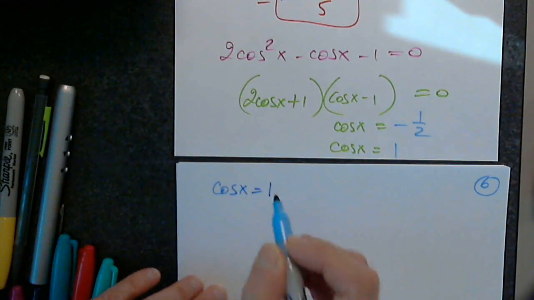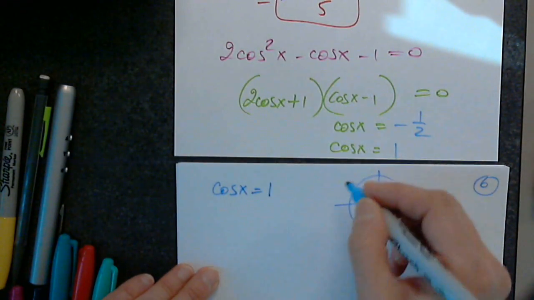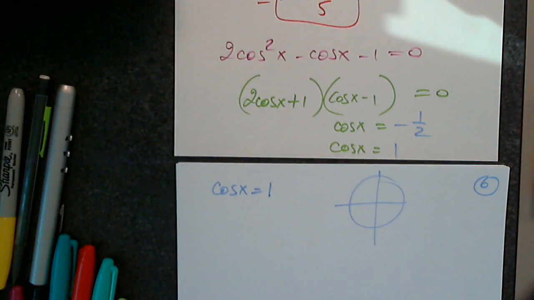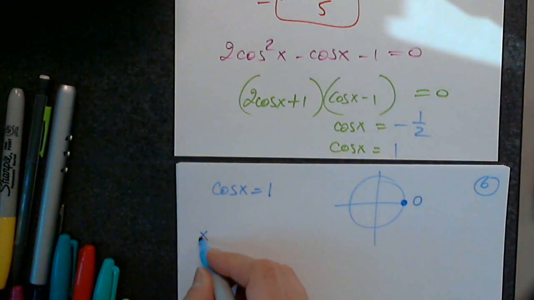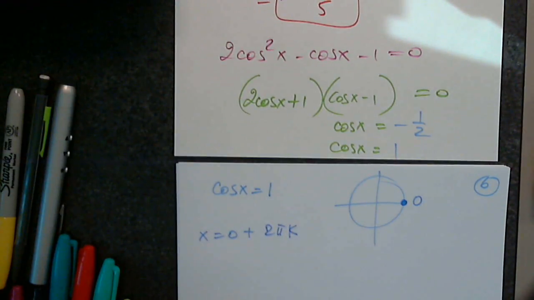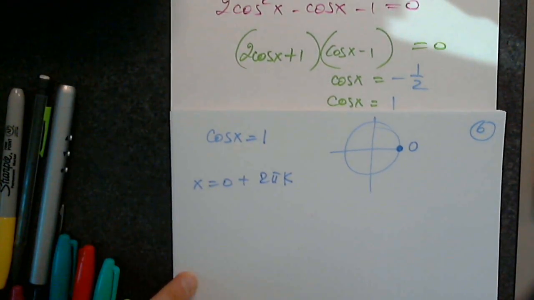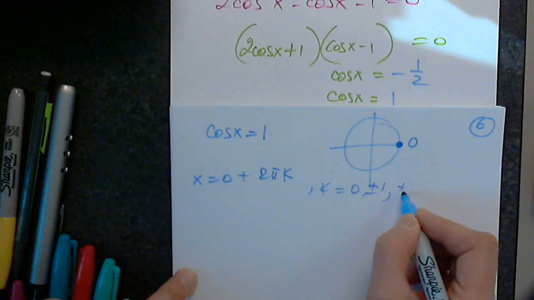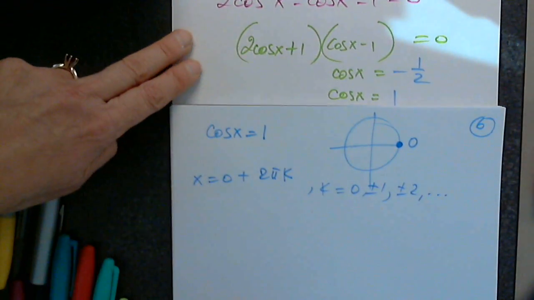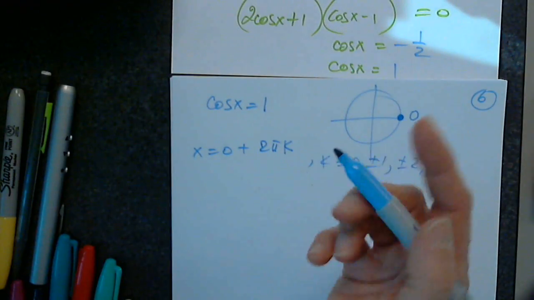And now, let's start with cosine x equals 1. I have to go back to the unit circle. I have to ask myself, where is cosine 1? I know that cosine is measured on X. Perfect. And where is cosine 1? 0. Good. So then x equals 0 plus 2 pi k. But I still have to write k equals 0 plus or minus 1 plus or minus 2 and so on and so forth. And that is done.